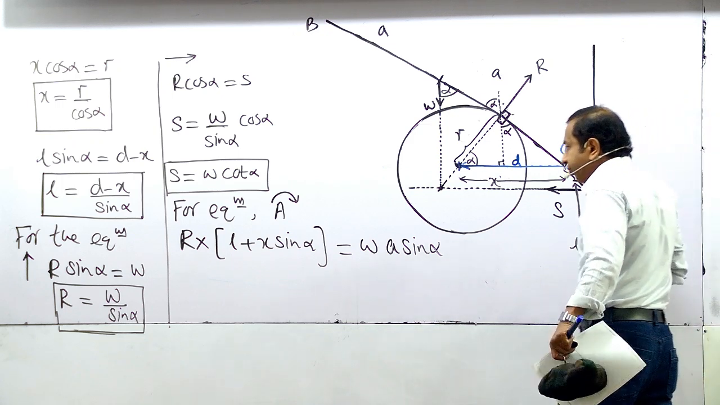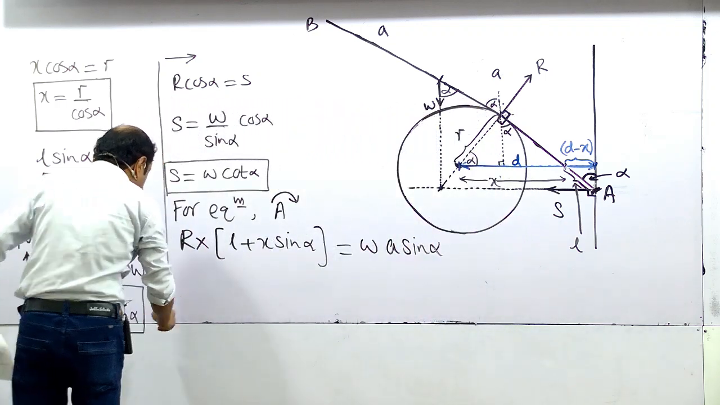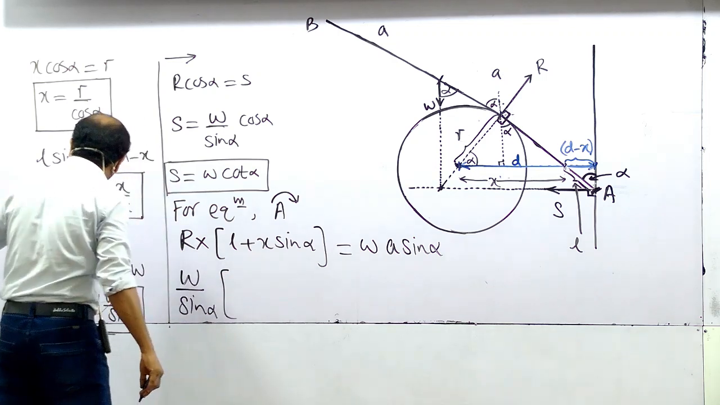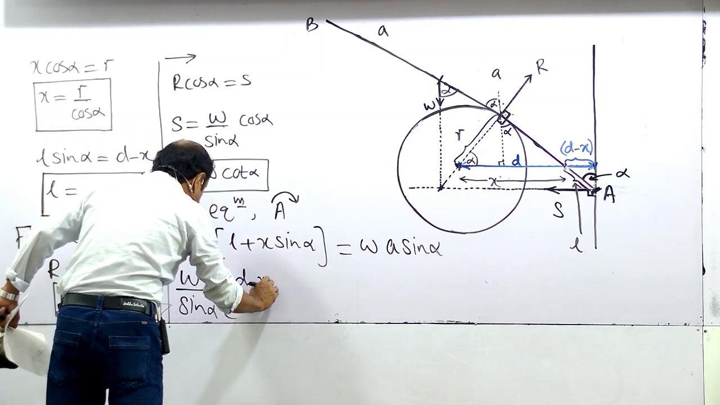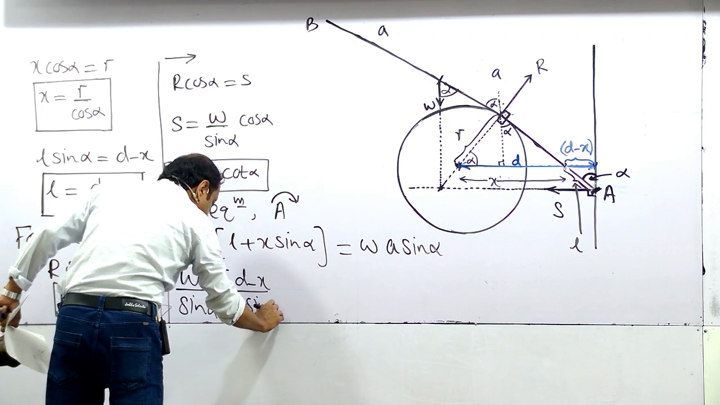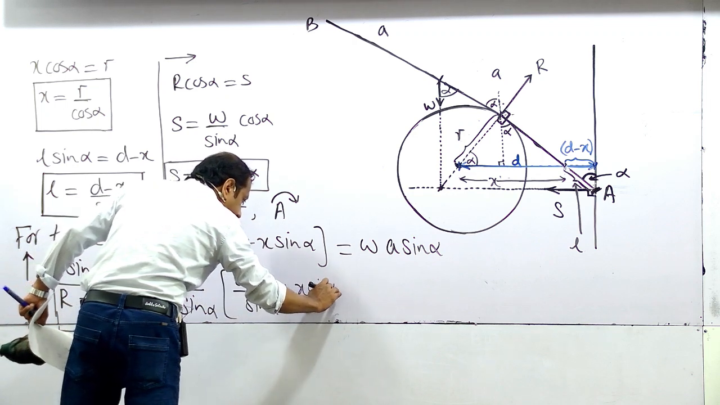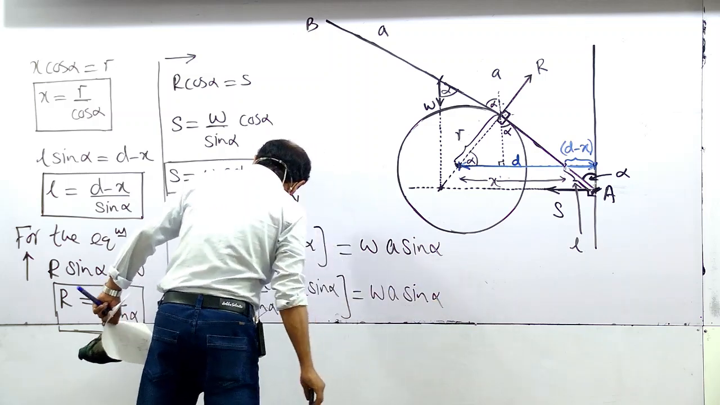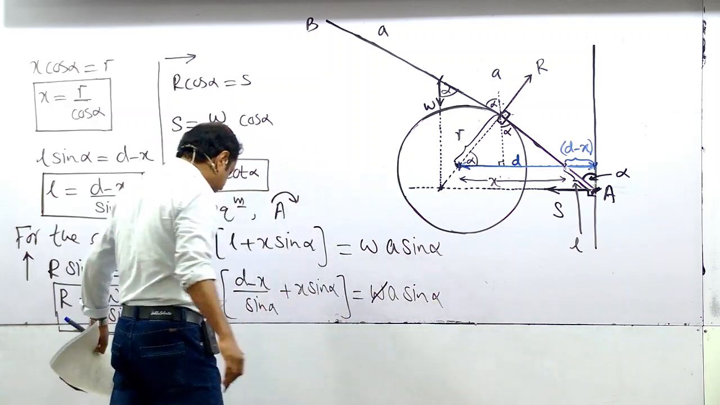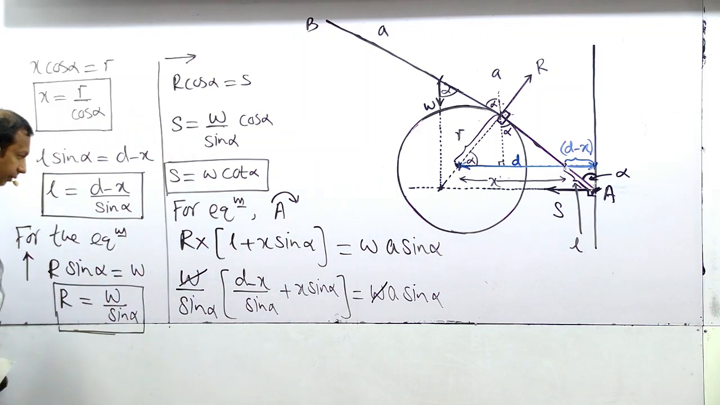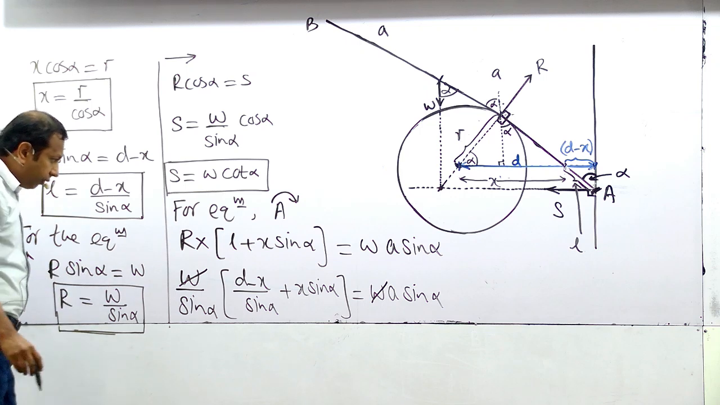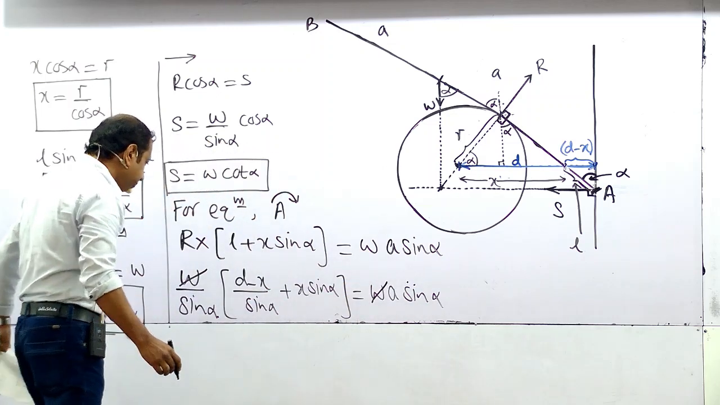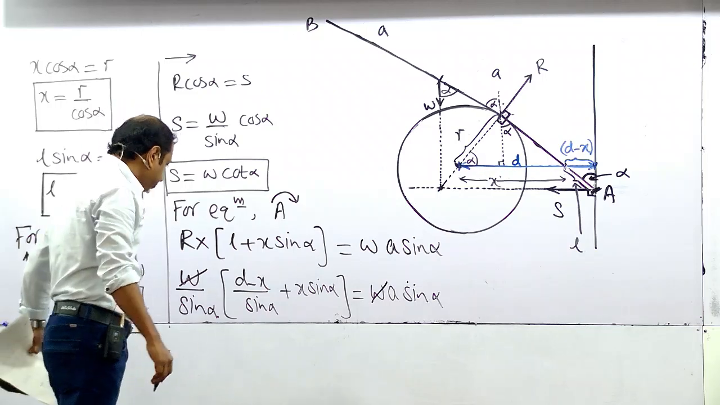Right. Now substitute for R. W over sin alpha, times L, which is d minus x upon sin alpha, plus x sin alpha, equals W a sin alpha. W you can cancel down. Right. This sin alpha you can bring to the right by using cross multiplication. Right. No? Then I'll write that here.